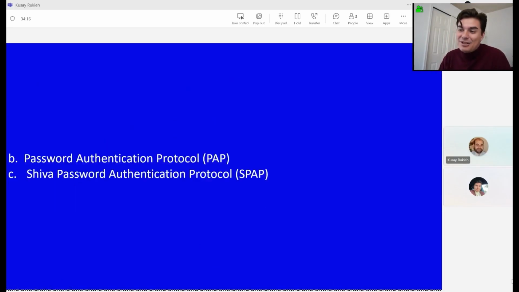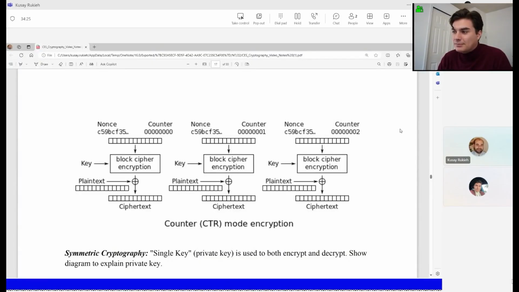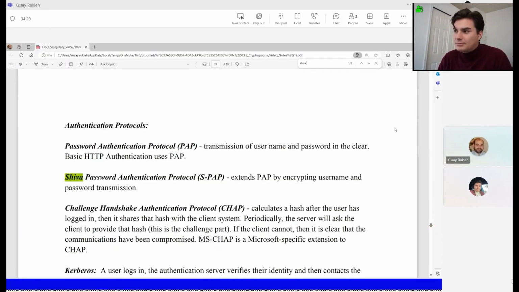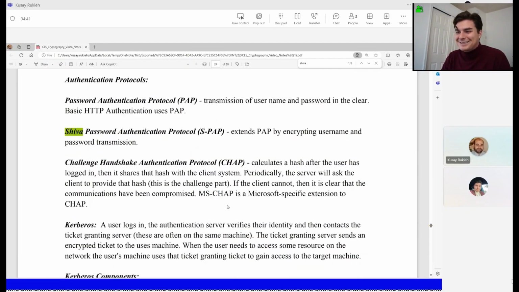I don't know anything about Shiva. That's something I'm going to have to research. Do you have any information on that for me? Yeah, if you look right here, it's very easy. It's in the video notes right here. See Shiva. Extends PAP by encrypting username and password transmission. So it's an enhancement to PAP. Wow. Okay. Yep. And here are your CHAP steps right here, and MS-CHAPs. Awesome. Okay.